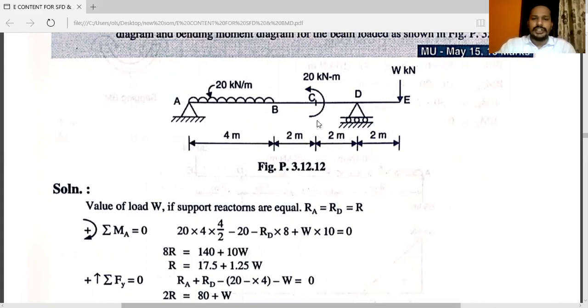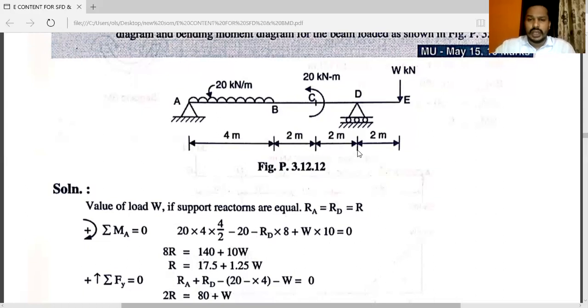minus, this additional moment is given. You can see this additional moment, that is 20 kilonewton into meter. Given condition, that is anti-clockwise, so minus 20, that is very important. Not multiplied by the distance, because already here 20 kilonewton into meter is already multiplied by distance, so only minus 20. That is a very, very important point in this problem.